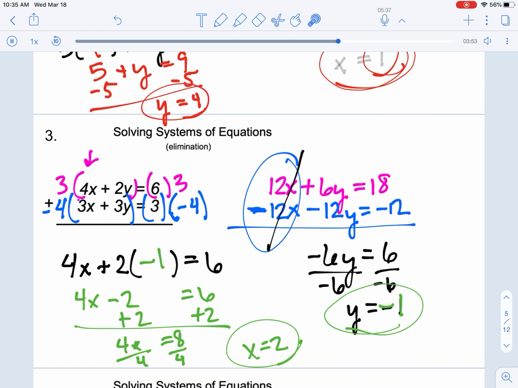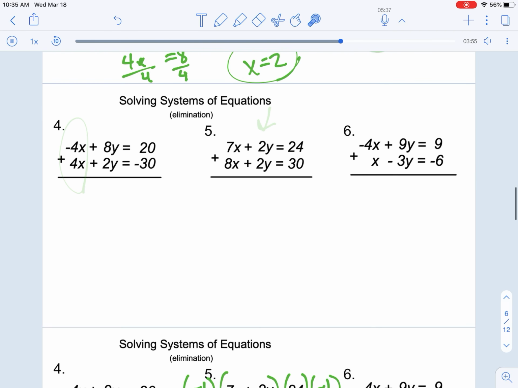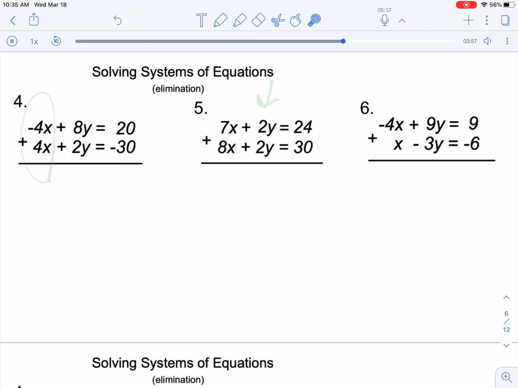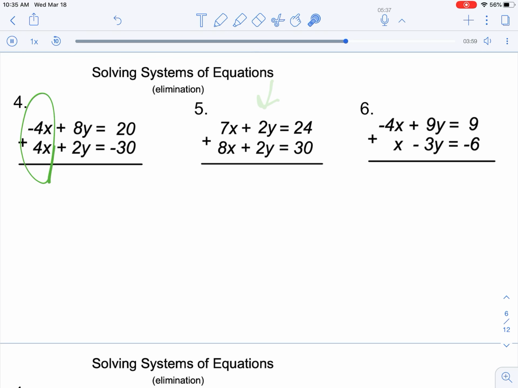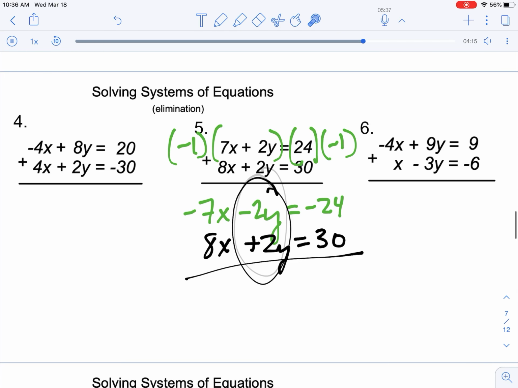All right, take a look at numbers 4, 5, and 6 and see if you can find some opposites. Number 4 is already set up for us. The opposites are the negative 4x and positive 4x. For number 5, it's awfully close, but 2y is not opposite of 2y. I have to multiply this top equation by a negative 1. So when I multiply the top equation by a negative 1, I can get this pair of opposites with the negative 2y and the positive 2y right here. And then I could add straight down.